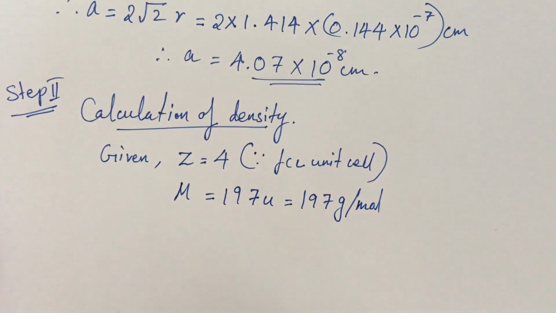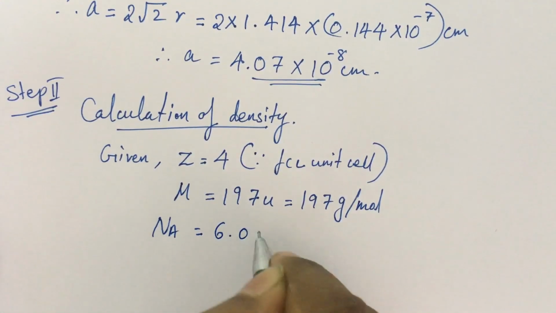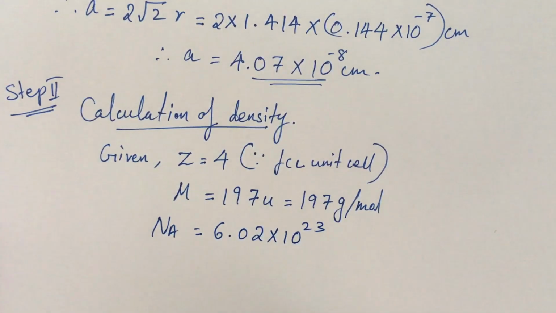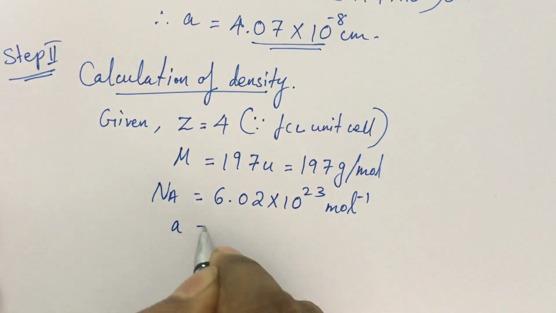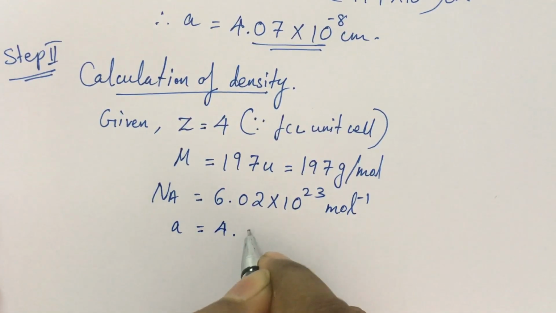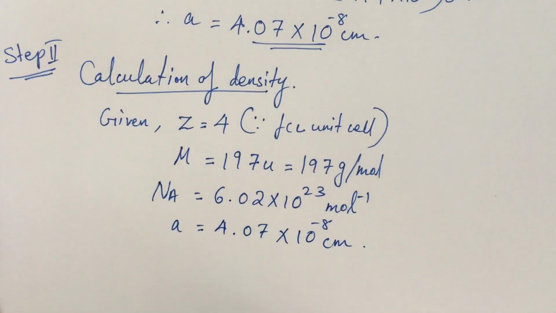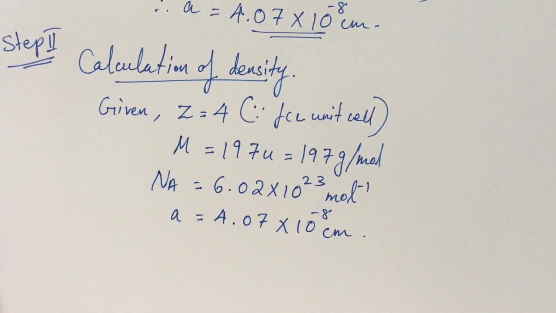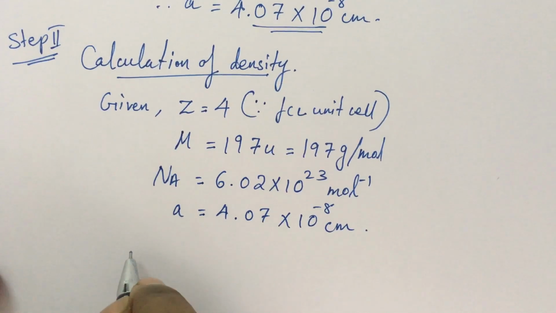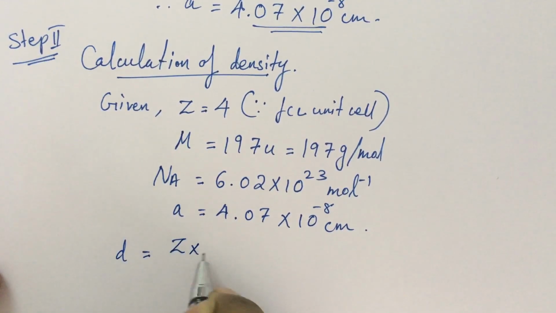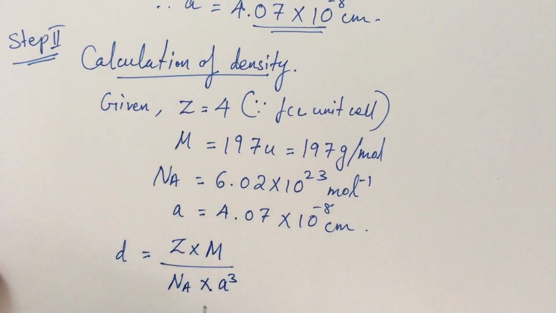Okay? Now we know that Na, that is Avogadro number, is 6.02 into 10 raised to 23 mole inverse. Correct? And A we have already calculated. A is equal to 4.07 into 10 raised to minus 8 centimeter. Clear? And the formula to find out, what we have to find out? We have to find out the density of gold. What is the formula of density? To find the density, D is equal to Z into M divided by Na into A cube. This is the formula.